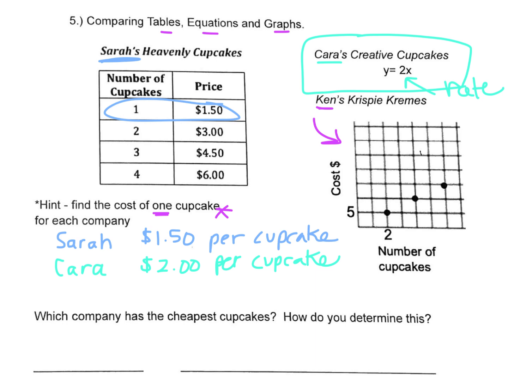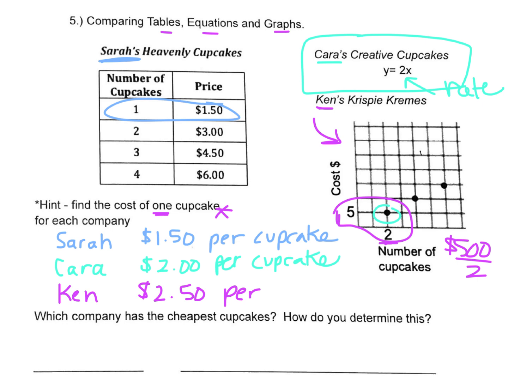And then when I look at Ken, it looks like for 2 cupcakes, it's $5 right there. So if it's $5 for 2, that would mean it's $2.50 for 1 cupcake. Okay, so now we can answer the question. Which company has the cheapest cupcake? You could see it's Sarah. And how did we determine that? We found what's called the unit rate, or the rate per cupcake for each one.